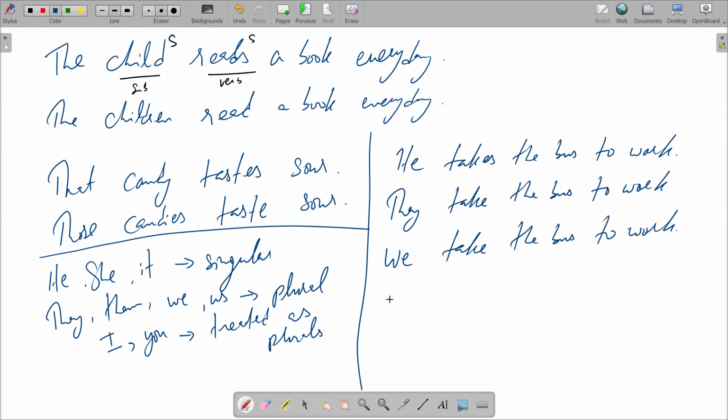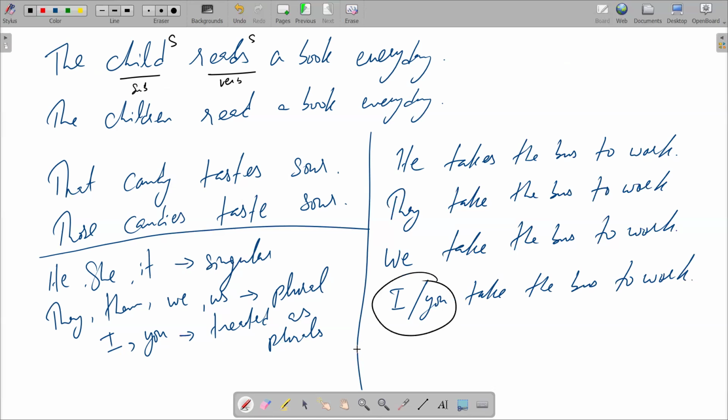And so the I or you take the bus to work. The one that stands out over here is the I and you, because even though they're singular, the verb that's going to come with them is going to be plural. So that's just something to keep in mind.